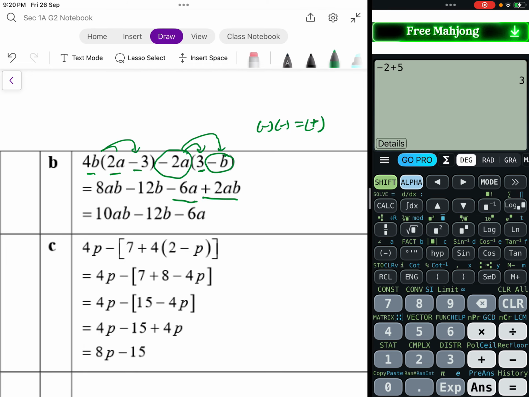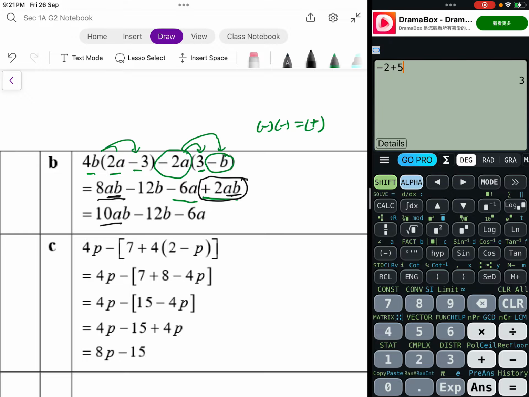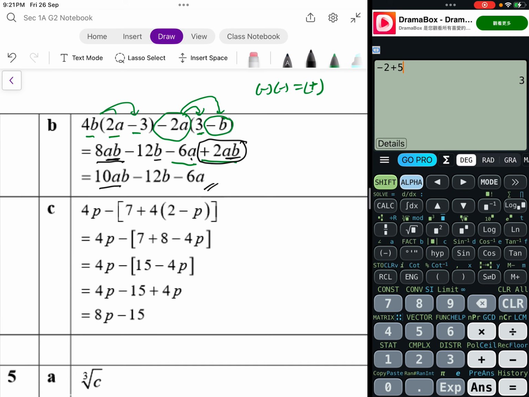Then 8ab and plus 2ab can add together because they are both ab terms, so you will get 10ab. This is b, this is a, so can't really do anything about it. So leave it as that, you'll get this answer.